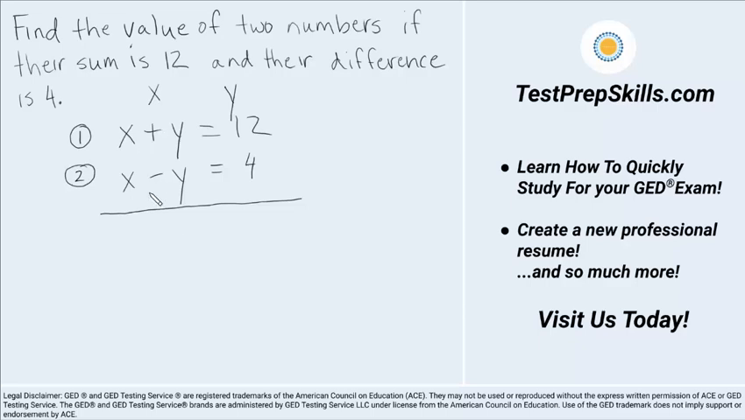So the reason why I like the idea of adding them was because right away I can see if I add x plus x, that's going to give me 2x. But if I add y plus negative y, that's 0, right? So they canceled out. So now I just have one variable, okay? So I'm going to write the 0 there. Then I carry down my equal sign, and then I add my two number terms, 12 plus 4, and it gives me 16.